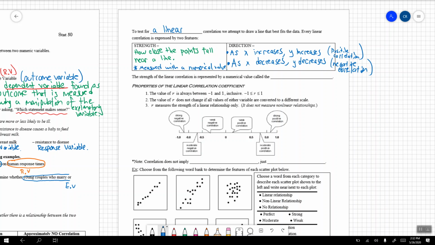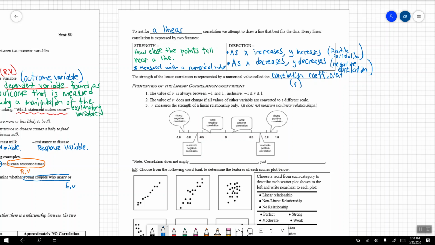Now, the strength of the linear correlation, so back to this numerical value that we were looking at. The strength of the linear correlation is represented by a numerical value called the correlation coefficient, otherwise denoted by the value of r. So we're going to be identifying this correlation coefficient, and that in turn is going to tell us how strong this linear correlation is.